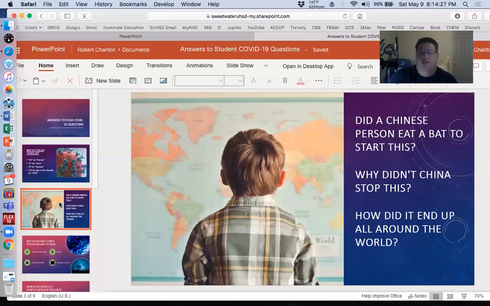All right, next. Did a Chinese person eat a bat to start this thing? Okay, so the internet goes crazy with its rumors. There are people who are kind of like virus hunters, and they are out there trying to figure out where the origins of this virus came from. As you are going to learn with the lessons this week in biology, DNA goes through mutations. Those mutations could lead to different genes making different proteins. In this case, the mutation in the virus DNA could make a different kind of virus. But where did it come from?